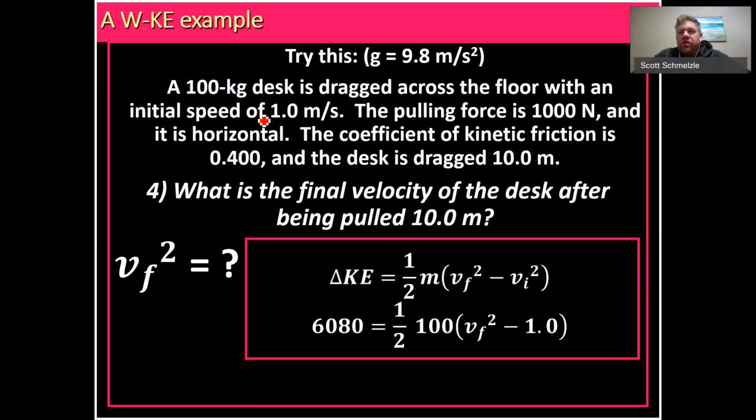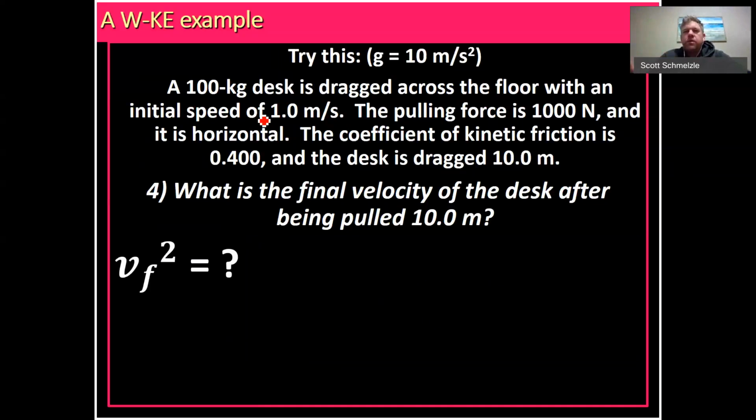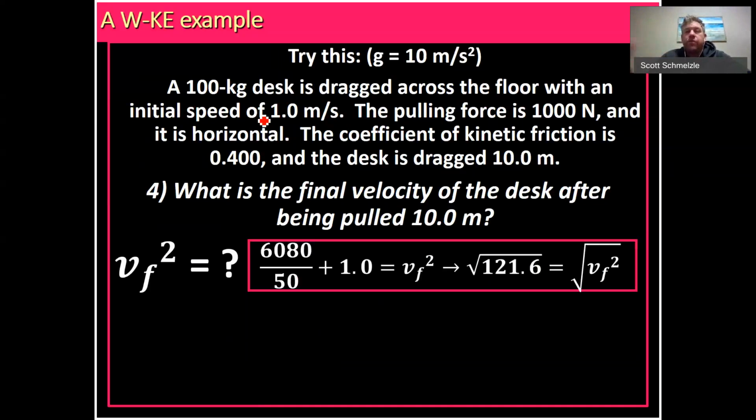We've got 6,080 equals 1/2 m, so 1/2 times the 100, multiplied then by VF squared minus 1 squared. Okay, so what we have to do, there are a couple of options. You could distribute that 1/2 of 100, or 50. I don't want to do that. I'm just going to divide it over. So I divided the 50 over. That left me with VF squared minus 1.